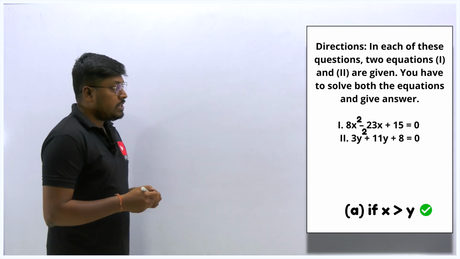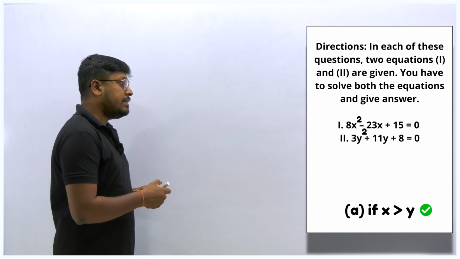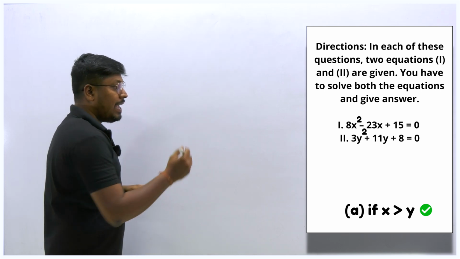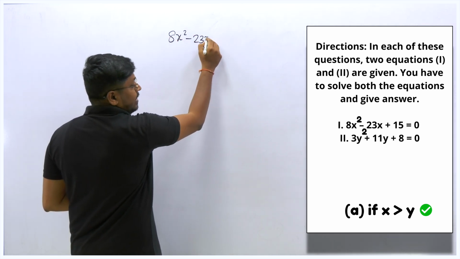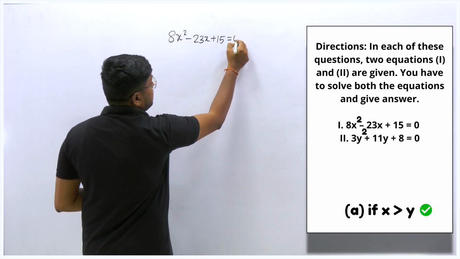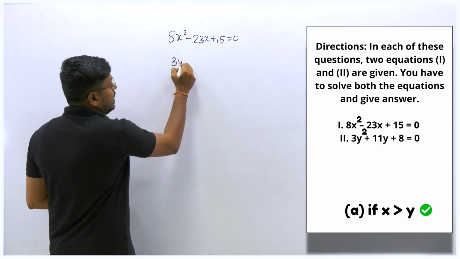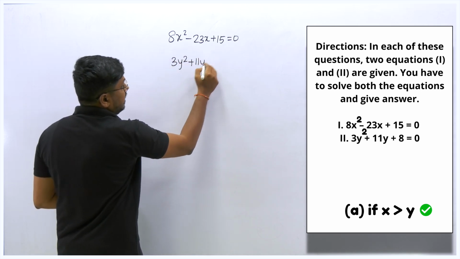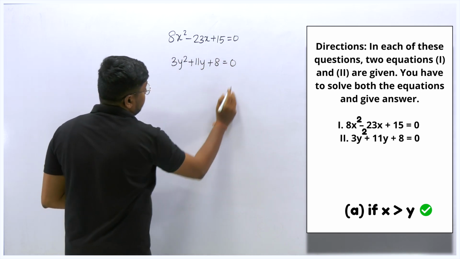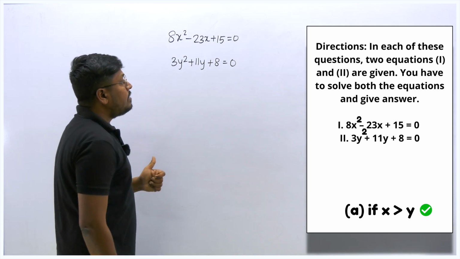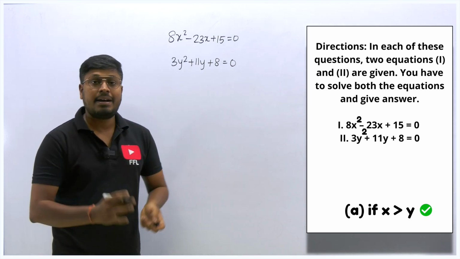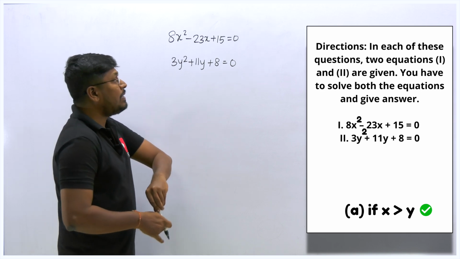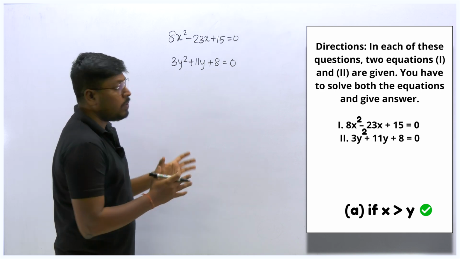So next question. So next question is an equation question. 8x square minus 23x plus 15 is equal to 0. 3y square plus 11y plus 8 is equal to 0. So our target is to find the roots of the first equation and the second equation, and we need to find the answer. But just look at the question carefully, right? They have given 2 equations.